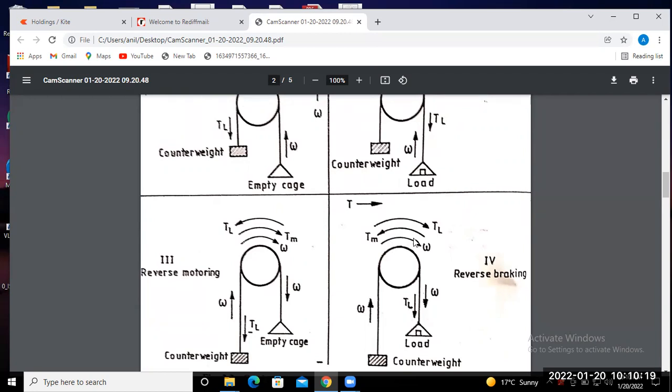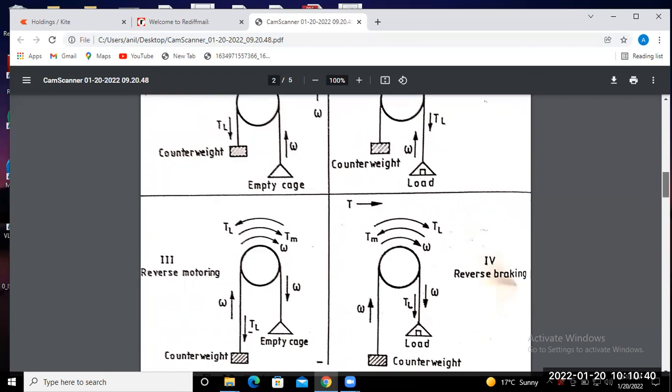Okay, so you have to be concerned with all these four quadrant operations. That means forward motoring mode, forward braking mode, reverse motoring mode and reverse braking mode.